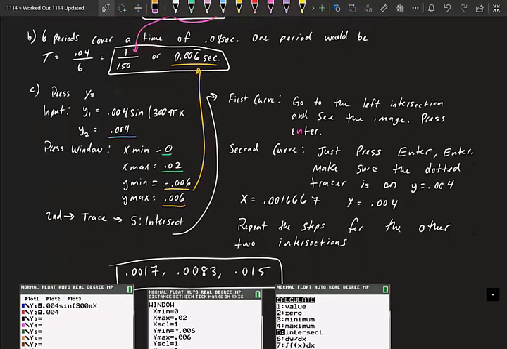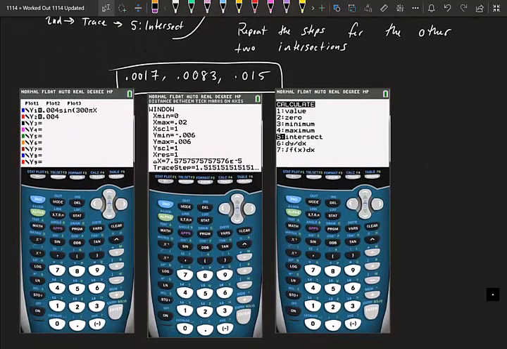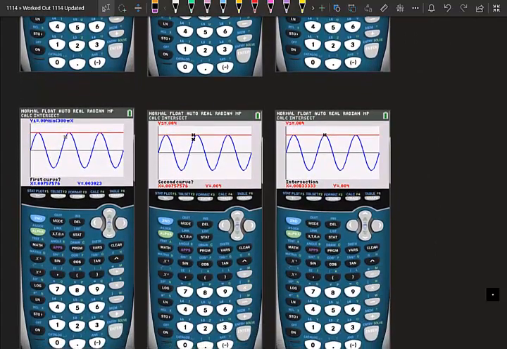After that, you press second trace, 5 intersect. For the first curve, you go to the left intersection and see the image. Press enter. Second curve, just press enter, make sure the dotted tracer is on y equals 0.004, and we get those values. So I did the second curve, and I did all the steps here, so you know what it looks like. You have to do it to all curves. So for all intersections, you have to do this 3 times. It's the same thing for every single little bump, the same process.